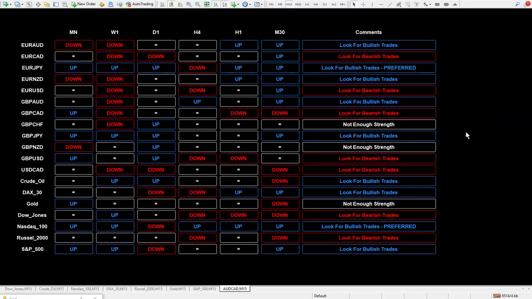Now here is my daily trade plan. It's an expert advisor. It actually monitors all the different time frames, monthly all the way down to the 30 minutes, does a bunch of calculations, and within the comments here it'll either suggest look for bullish trades, bearish trades. Some are preferred, and of course some are like running flat at the moment.